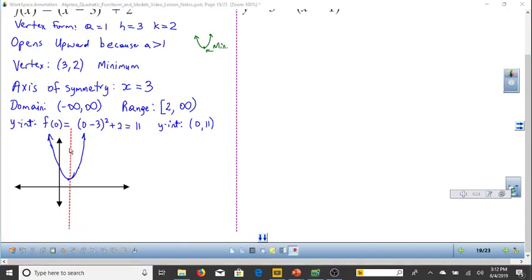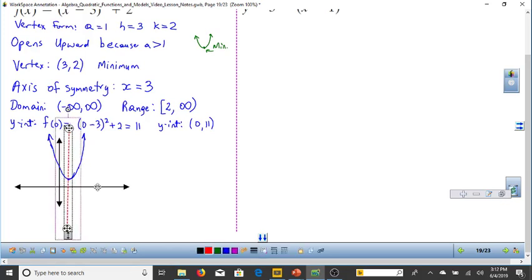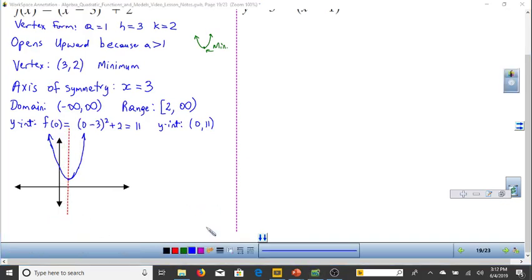So the axis of symmetry here should pass through the vertex. So I'll just write that now as x equal to 3. The vertex here has coordinates 3, 2. The y-intercept is at 11. And as you can see here, the graph has no x-intercept because it does not cross or touch the x-axis. And that's that.